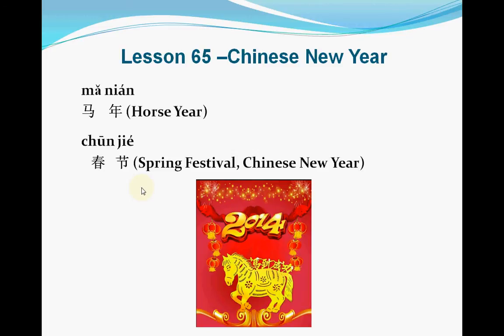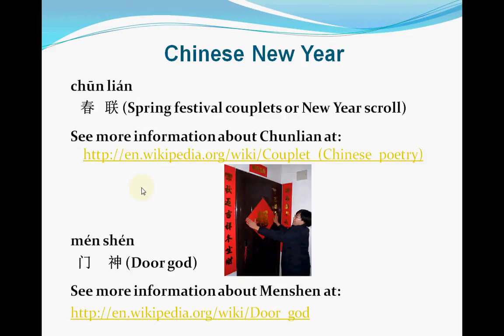In Chinese New Year, one of the most important things Chinese people will do is to post the door guards and the couplet on the door or two sides of the door. We call these posters 春联. Chun means spring. Lian means couplet or scroll. 春联 is the most important Chinese culture. If you are interested in Chinese culture, you can see more information about 春联 at this wiki address.